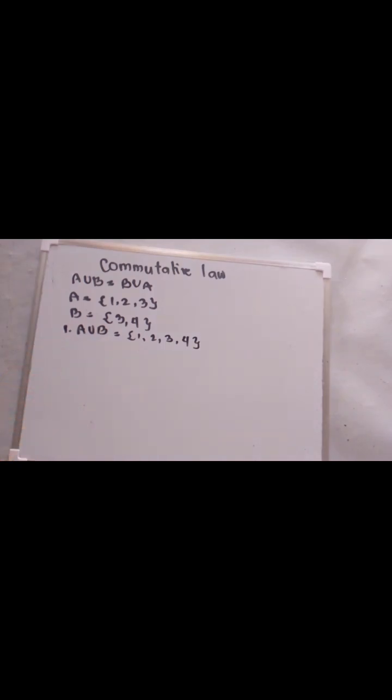Now compute B union A. Combine all elements from B and A: 3, 4, 1, and 2. We remove duplicates, so it is equal to the set 1, 2, 3, and 4. The result of B union A is the set of 1, 2, 3, 4. Same result, therefore the union operation is commutative.